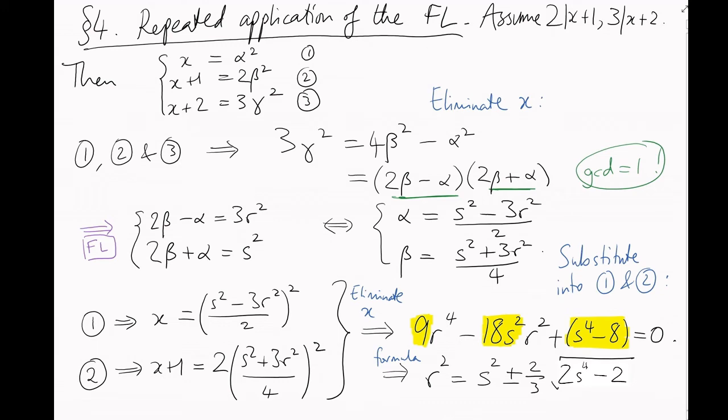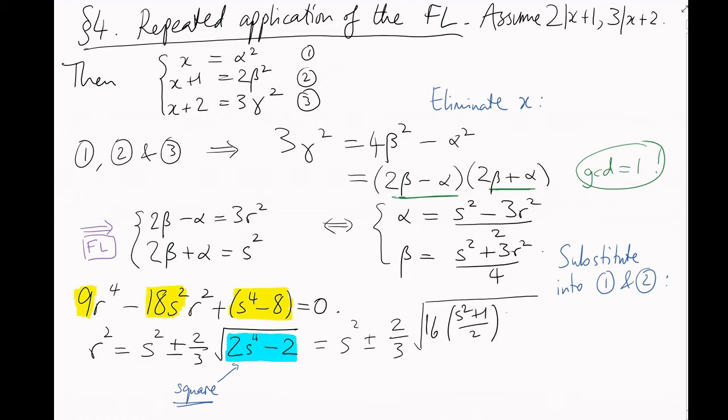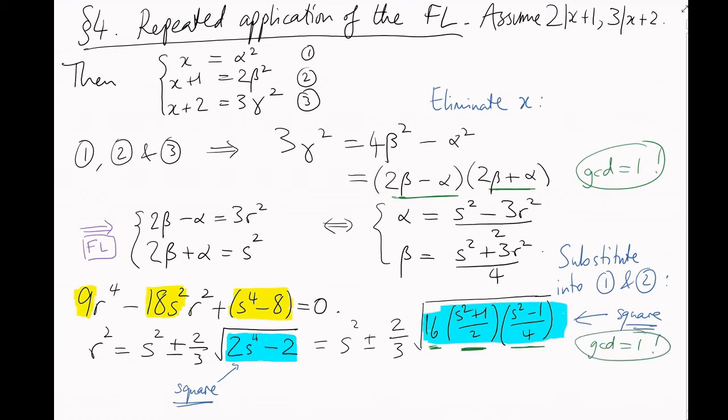Okay, I'll just make a bit of room here. Now, r squared must be an integer, which means that this expression under the square root, 2s to the 4 minus 2, has to be a square, so that its square root is a whole number. A bit of clever factorization later, and this can be written as 16 times s squared plus 1 over 2 times s squared minus 1 over 4. These three factors can be shown to be integers, and again, they have greatest common divisors all equal to 1.